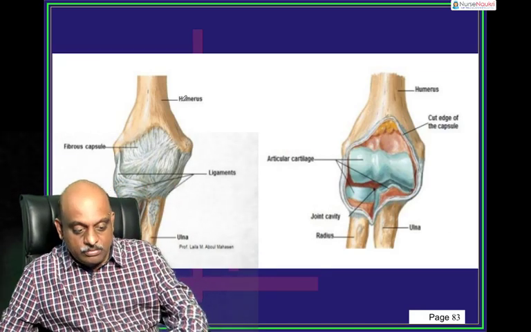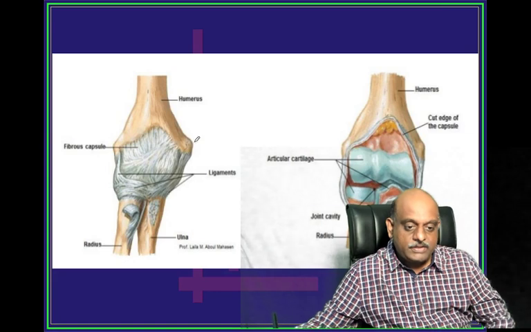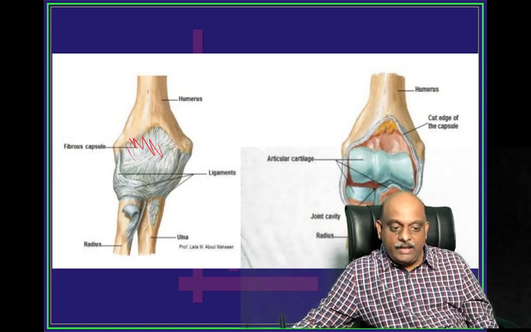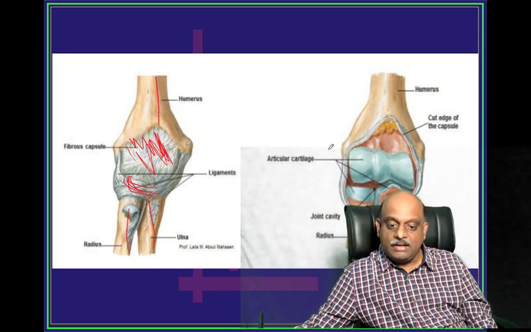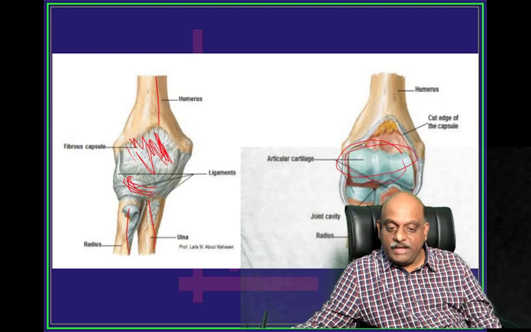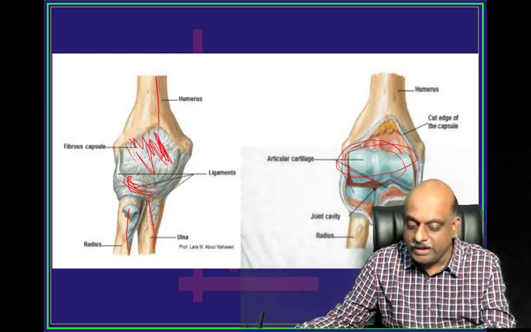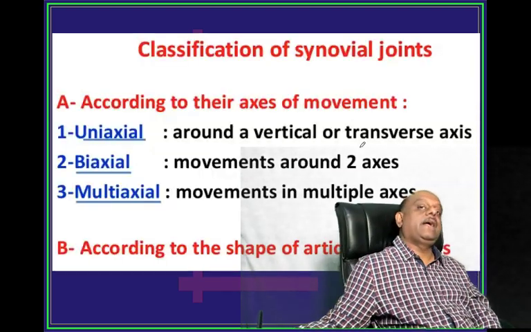This is another view for you to understand. So this is all the fibrous capsule. These are the ligaments, typically between humerus, radius and tibia. And here you can see the articular cartilage is what you should understand.